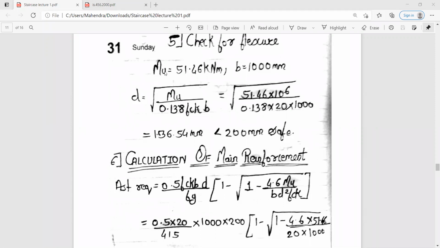Always remember here the value for moment, you have to take it as the maximum bending moment. Whatever maximum bending moment you are going to get in the earlier step, the maximum value you have to consider for the flexure.